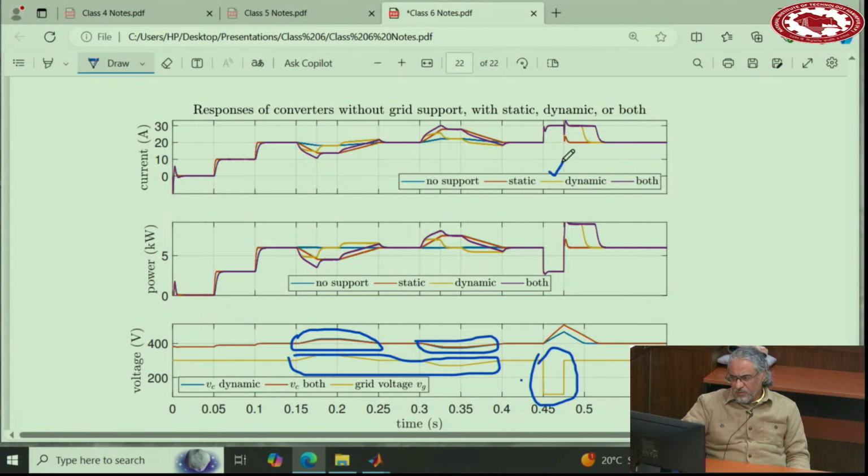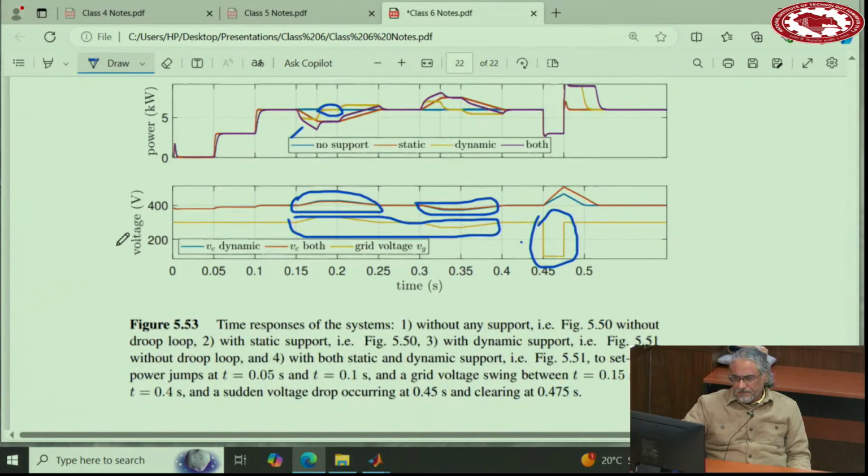And the yellow one here is for dynamic. It actually does not provide power when the grid voltage does not change, only responds to the changes. And then when you add them together, that's the last one here. So you can see you get a larger amount of support both during the transients and in the steady state. Because the droop term also adds some weight during transients, but mostly works during the steady state. Okay.